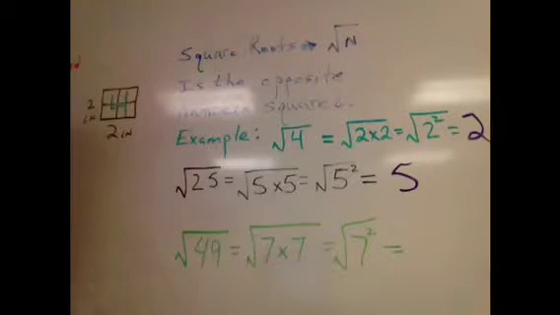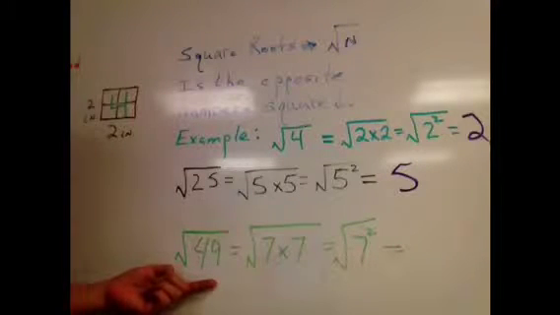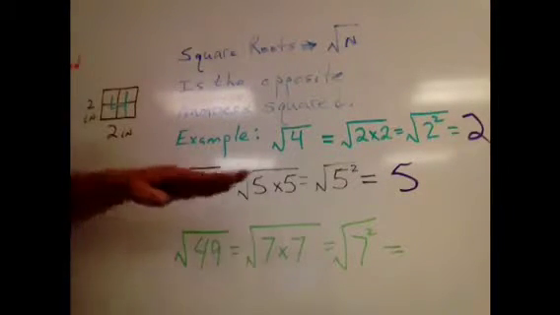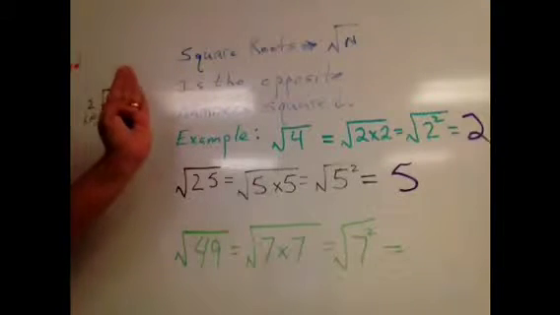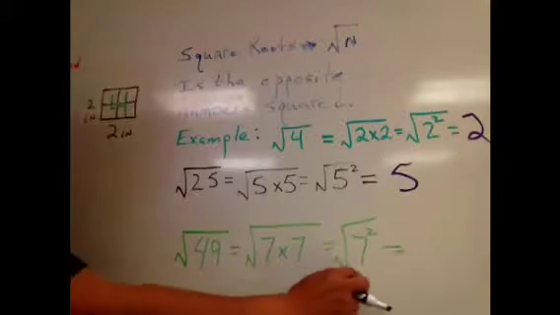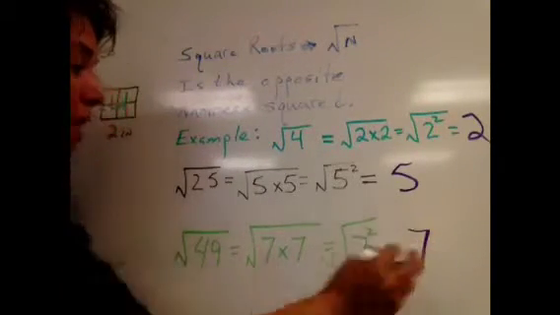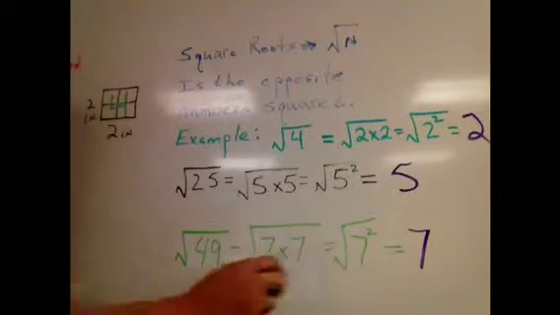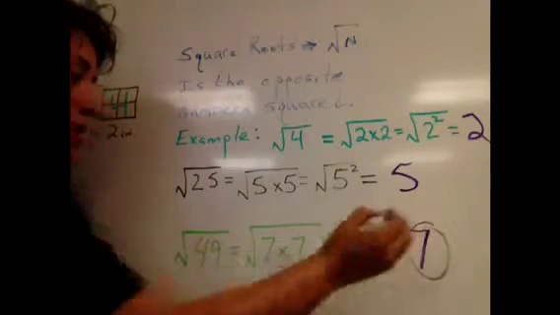Here, square root of 49. Okay, so square root of 49 is the same thing as having a big giant square, but it's 7 by 7, and we would have 7 squared. We have 49 little squares inside, so each side is equal to 7.